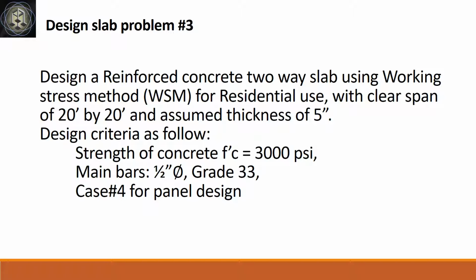Design a reinforced concrete two-way slab using working stress method for residential use, with a clear span of 20 feet by 20 feet and an assumed thickness of 5 inches. Design criteria are as follows. Strength of concrete is 3000 psi. Main bars are half-inch diameter, grade 33. Case number 4 for panel design.